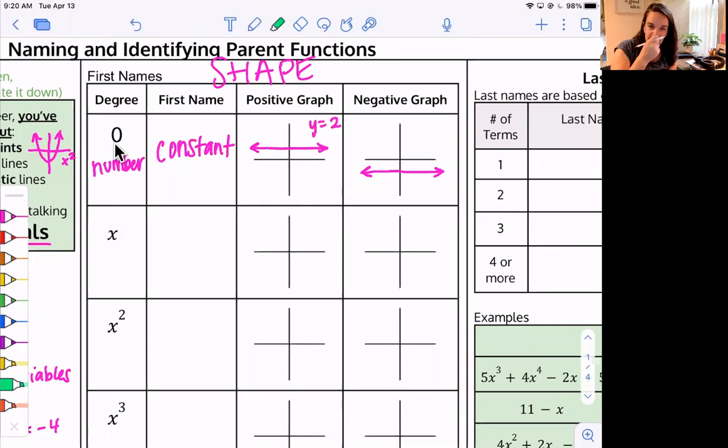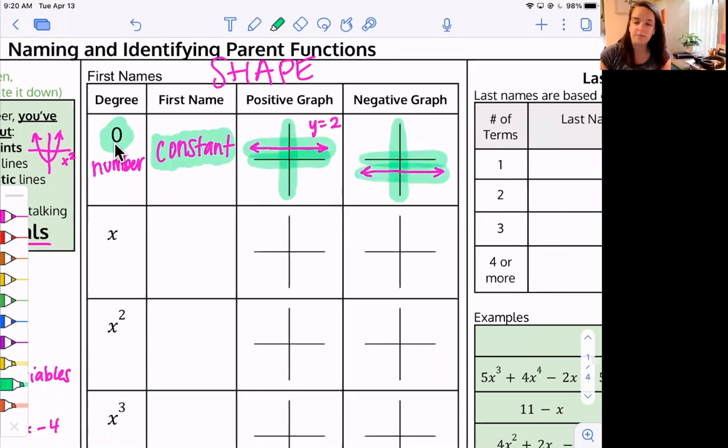So if you have only a few things written on your paper, I want to make sure that you have the degree, the word constant, and then the XY and the flat graph. If you have nothing else on your paper, make sure you have that.